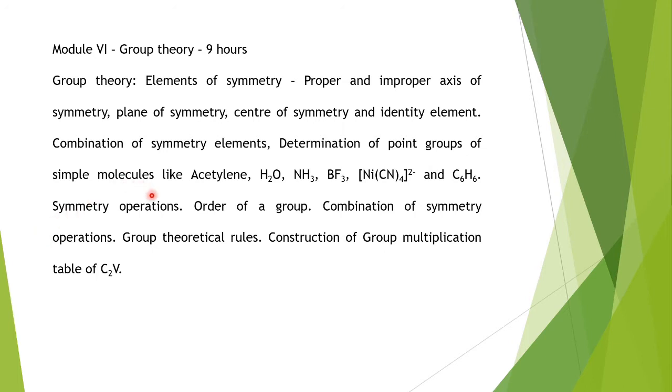We have already studied symmetry operations. What we are left with is we have to study what point groups are, and we have to find out the point groups for these simple molecules and combination of symmetry operations. Here you have combination of symmetry operations and combination of symmetry elements. Both are almost the same. Then you have the group theoretical rules and construction of group multiplication table of C2B.